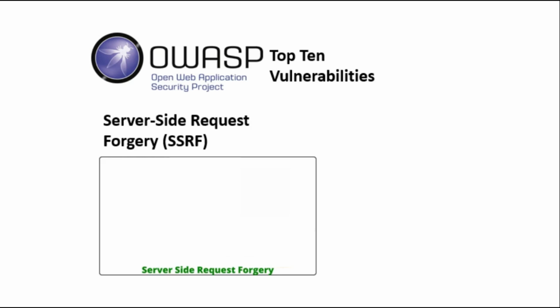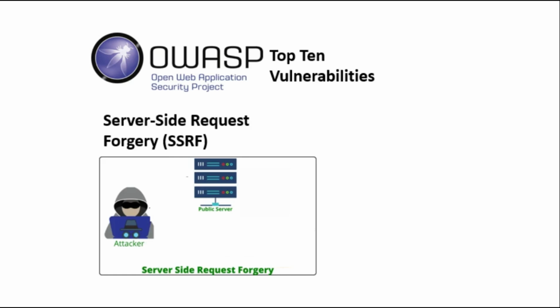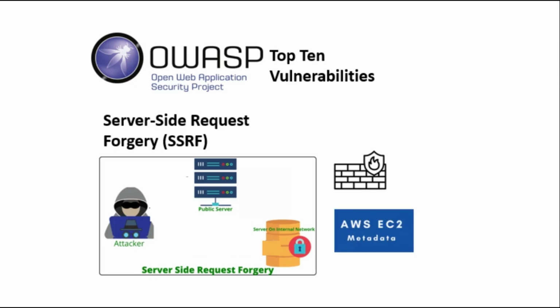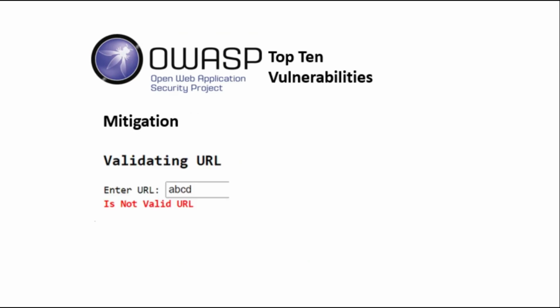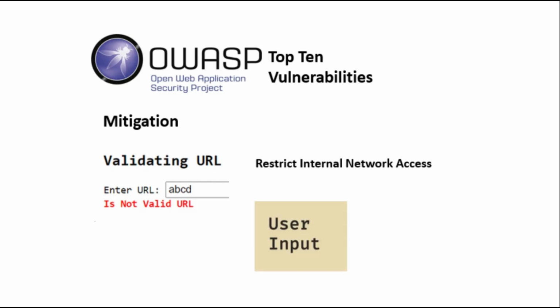10. Server-side request forgery, SSRF. This is an act of exploiting server-side requests to access internal resources. Examples of this are bypassing firewalls and accessing AWS metadata. This can expose sensitive internal information. To mitigate this, validate URLs, restrict internal network access, and sanitize user inputs.